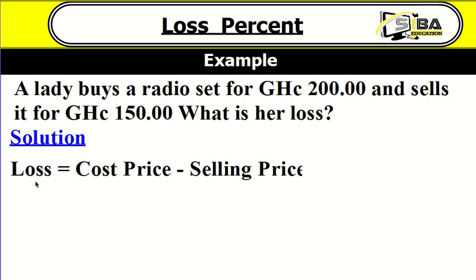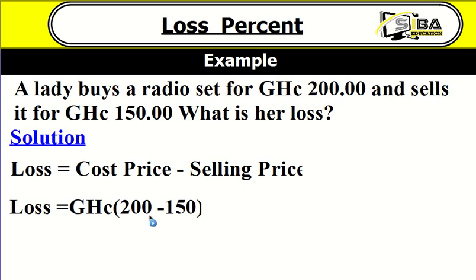Now, to do this, loss is equal to cost price minus the selling price. Here, the cost price was 200. The selling price is 150. Therefore, it's going to be 200 minus 150. And that is, she made a loss of 50 cedis. Now, do you know that we can express this as a percentage to know the percent at which she lost?